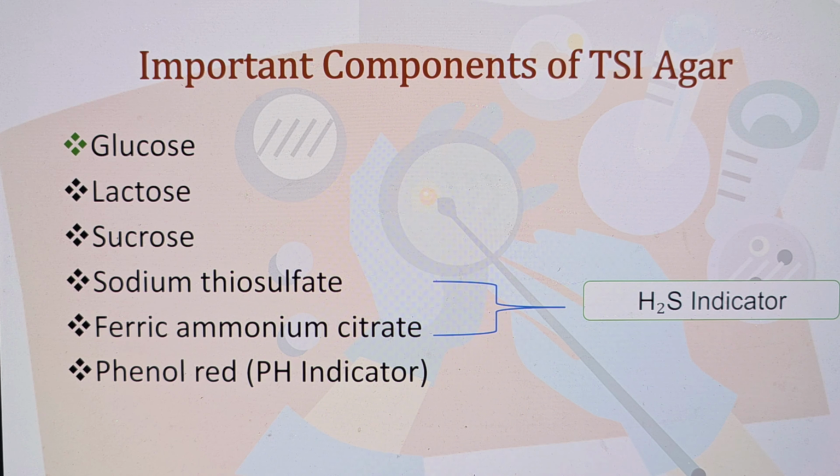Components of TSI agar. Three sugars are incorporated in the media, that is glucose, lactose and sucrose. Sodium thiosulfate and ferric ammonium citrate are important substrates for the H2S indicator. Phenol red acts as the pH indicator.